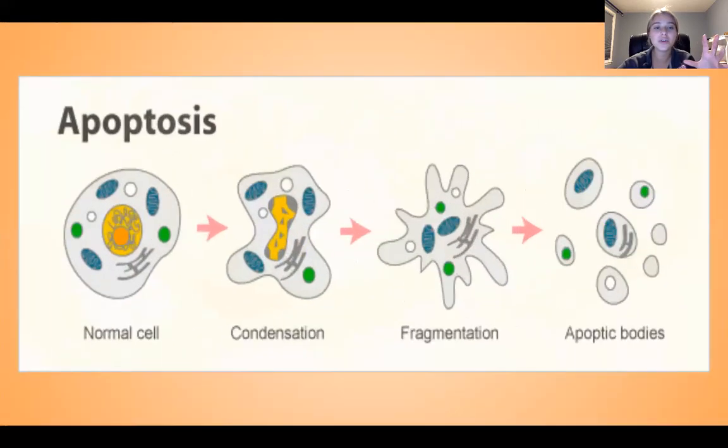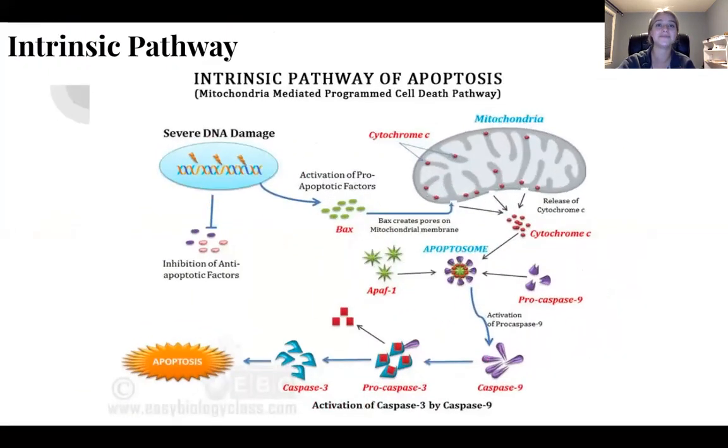And another visual is apoptosis. You can see the shrinkage in this. So to make it more visual, you have the normal cell, then you have the condensation where the cell itself will shrink, all the contents will shrink as well. It will fragment, and then the apoptotic bodies will also disperse very neatly.